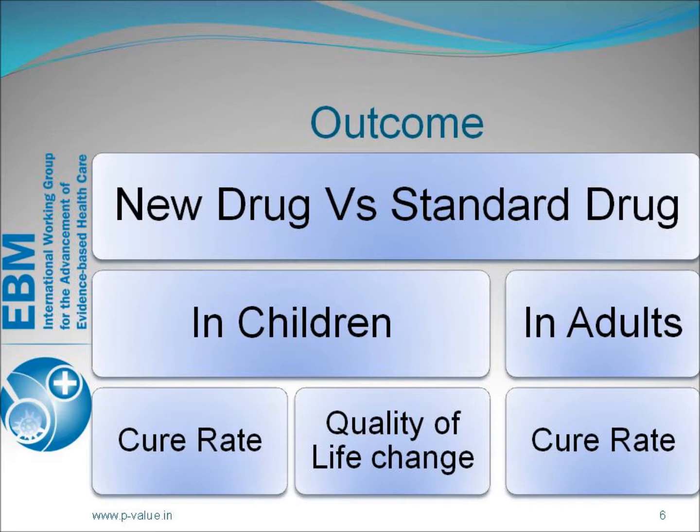Dichotomous is binary. That means the event either occurred or did not occur. In the example we have used, cure is a binary outcome and it is represented as the number of subjects cured out of the total number of subjects in each group. We have used change in quality of life as a continuous outcome, and the data is represented as mean and standard deviation in each group.